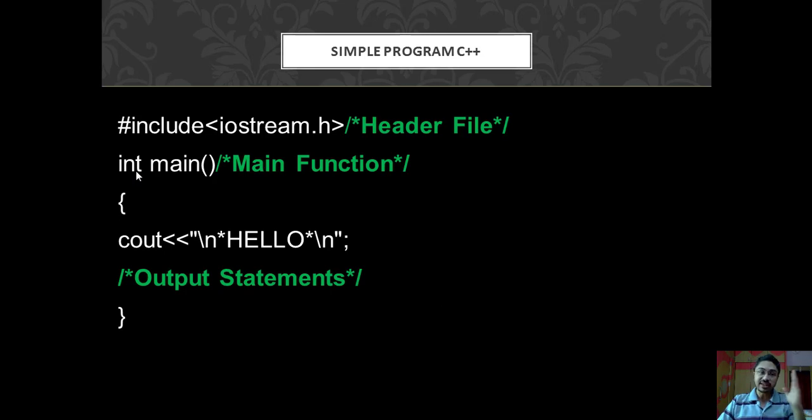So we started with int main. Then in this bracket there is nothing, so this main function is not going to receive any value from the outside world. That's why it is blank. But if from the outside we have to send some data to main, we can send it through this parenthesis. In that case, we have to use parameters there, and within those parameters data will be received.